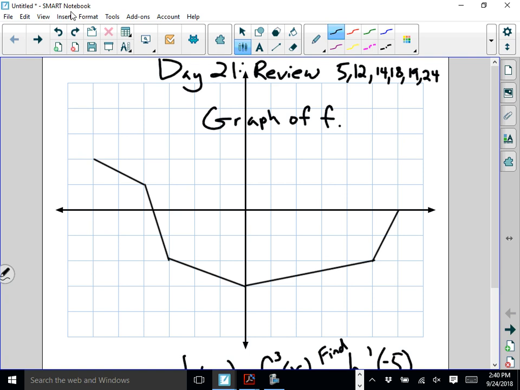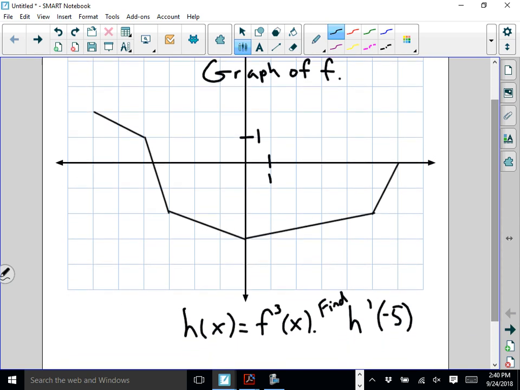Graph of f. Here's what we have. Here's our graph of f, made up of line segments. We need to know our axes numbers, right? So we'll say 1 here, 1 here. And here's what we have. Again, you can pause the video for a second to copy this graph down into your notes.